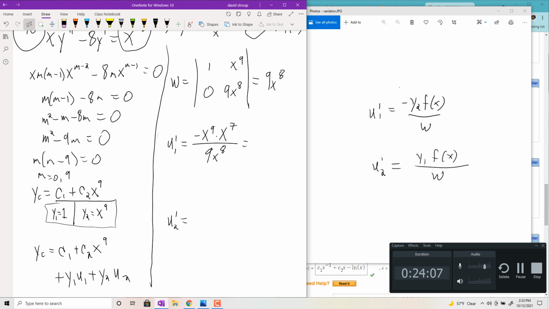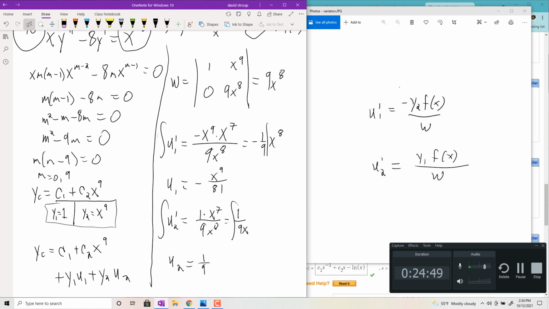So we end up with x to the 16th over x to the 8th, so negative 1/9 x to the 8th. I got to integrate both sides to get u1. u1 is negative x to the 9th over 81, or that's better. The other guy then is, what is it? y1, so y1 is 1 times f of x, which we said is now x to the 7th, over the Wronskian, 9x to the 8th. That'll be 1/9 all over x. Got to integrate both sides. So u2 is going to be factoring out the 1/9 and then integrating 1 over x. That will be ln x right there.